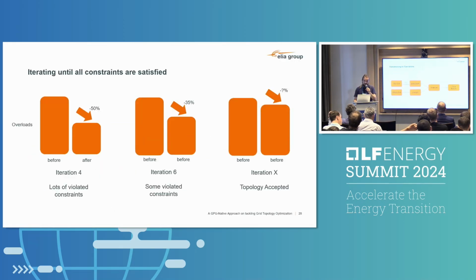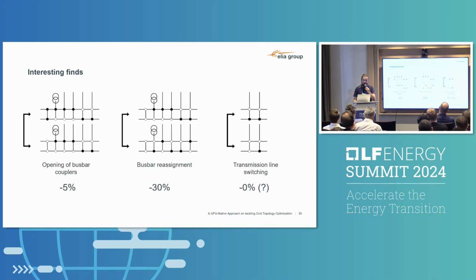And maybe to this, we found that there is quite a bit of potential, in rough numbers. If we only look at opening of busbar couplers, we can shave off 5%, sometimes 10% of the total redispatch volume. But if we combine that with busbar reassignment, we get numbers up to 30% reductions. And this is both good and bad. The bad thing is this is what drives combinatorial complexity. And it's also good because, well, it's a very high number.